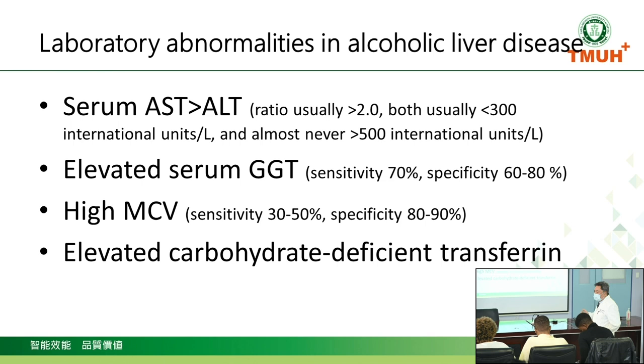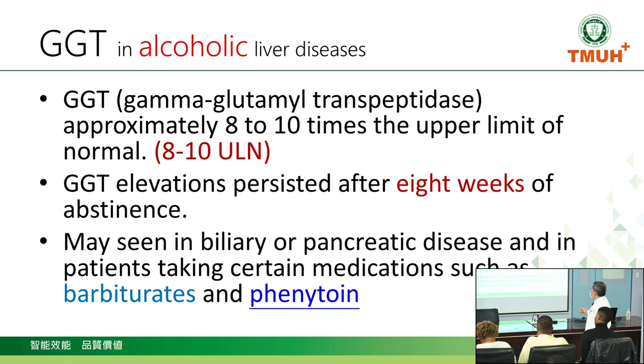Then you can see elevated serum gamma GT, sensitivity 70%, specificity 60 to 80%. High MCV, and elevated this, I don't know. I never order this. So usually we check this and see MCV. Gamma GT in alcoholic liver disease is approximately 8 to 10 times the upper limit of normal.